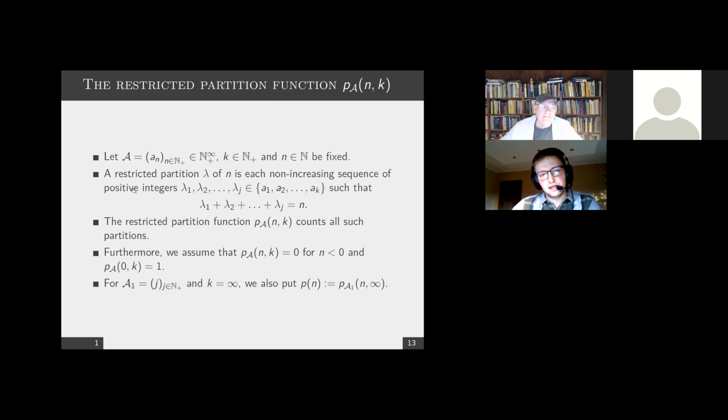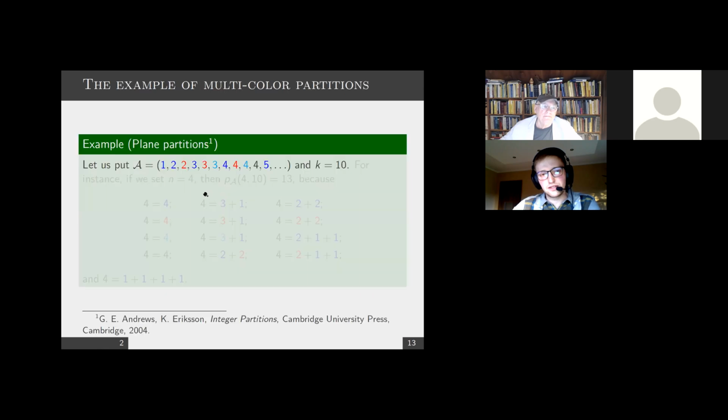So let us take a look at an example of the restricted partition. Let us consider the case of plane partitions. So let A be a sequence of consecutive positive integers such that each positive integer j appears in j distinct colors. For instance, 2 appears in blue and red. And let us fix k equal to 10.